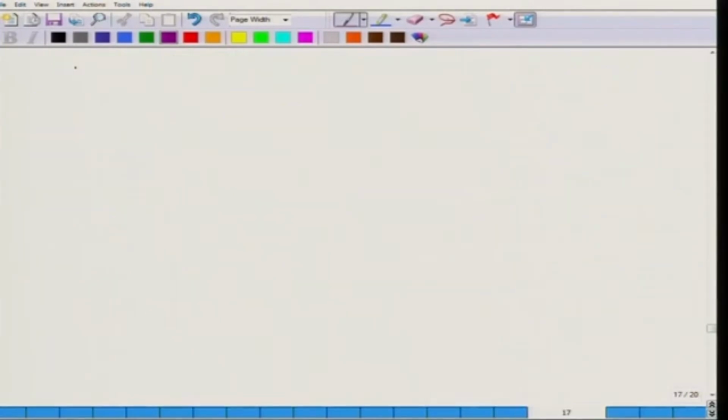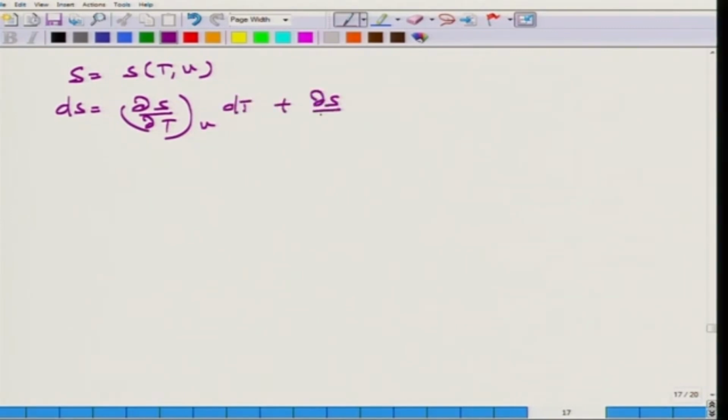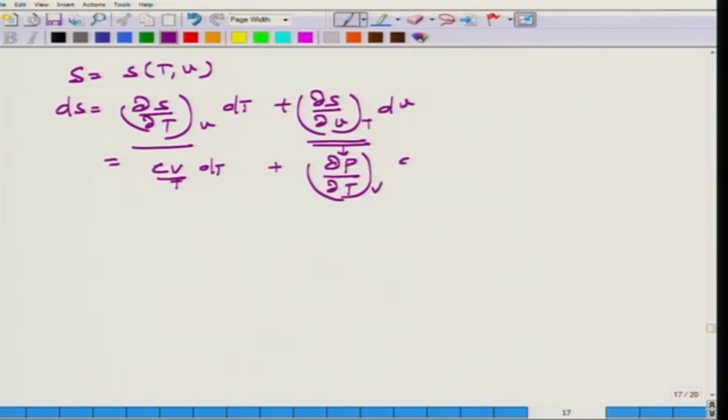Similarly, I can also derive an expression where S is a function of T and V. So your dS is, in terms of partial derivatives, del S by del T at constant V dT plus del S by del V at constant T dV. The first is nothing but your Cv by T dT. And what about this? Based on the Maxwell relation, this is nothing but your del P by del T at constant volume. This is from the Maxwell relation.